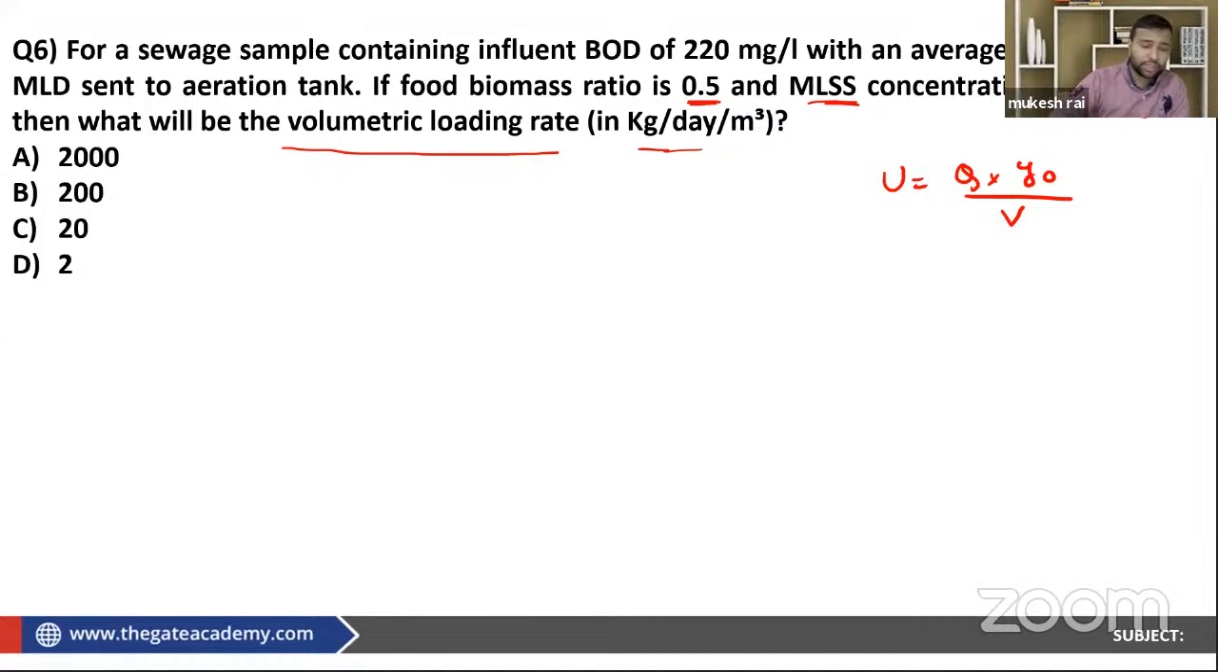Now that question is very easy. How many of you are still solving? Yes, how many of you are still solving? Yes, fastly. How many of you are still solving the question?